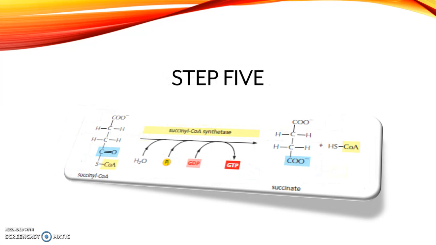In step 5, CoA is removed from the succinyl-CoA molecule and is replaced by a phosphate group. The phosphate group is then removed and attached to guanosine diphosphate, thereby forming guanosine triphosphate. Like ATP, GTP is an energy-yielding molecule and is used to generate ATP when it donates a phosphate group to ADP. The final product from the removal of CoA from succinyl-CoA is succinate. Succinyl-CoA synthetase catalyzes the reaction.